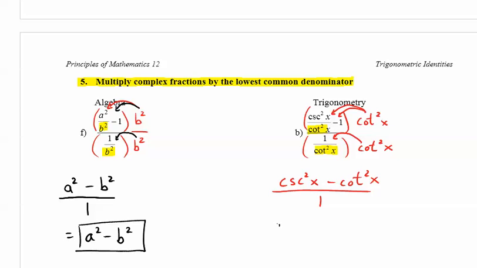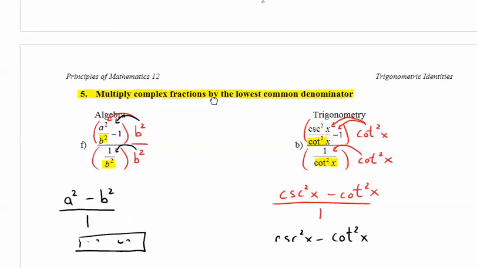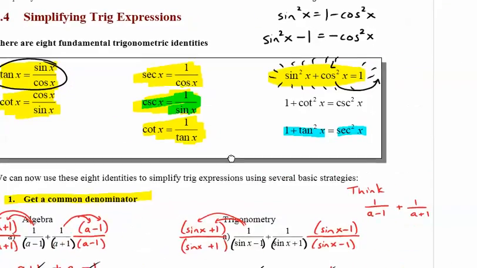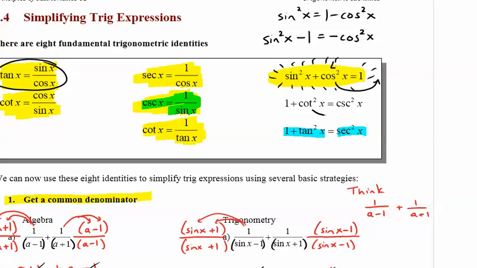So here we have cosecant squared x minus cotangent squared x. Now if we look to the top of the page, cosecant squared x minus cotangent squared x is 1.